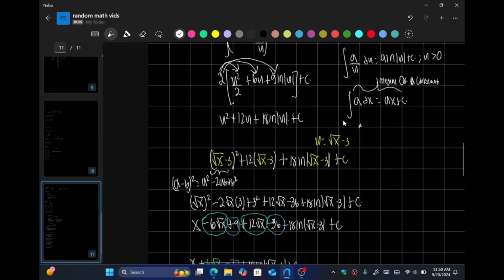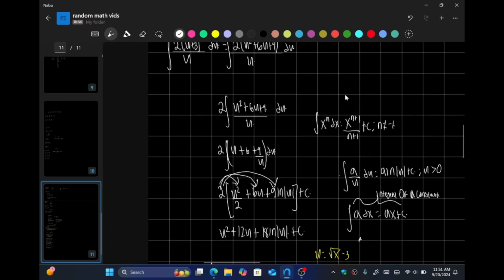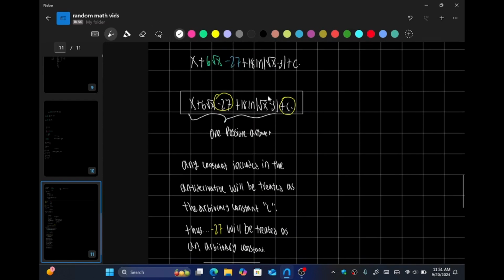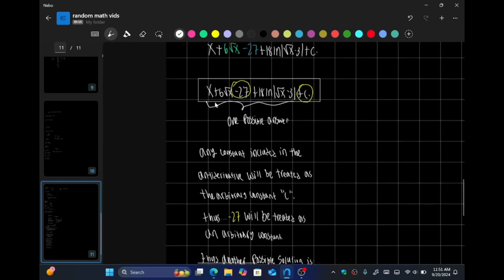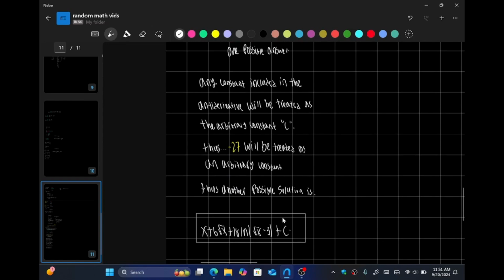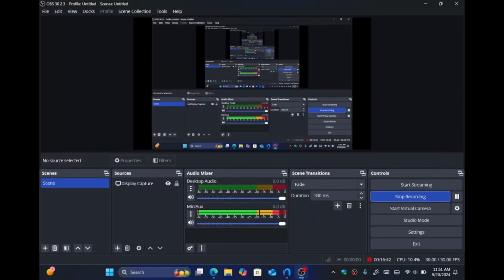This is not an obligation, right? We can actually do the other one as well. So I just wanted to show y'all two different possible answers to this problem. I don't think I've ever gone over this yet until now.